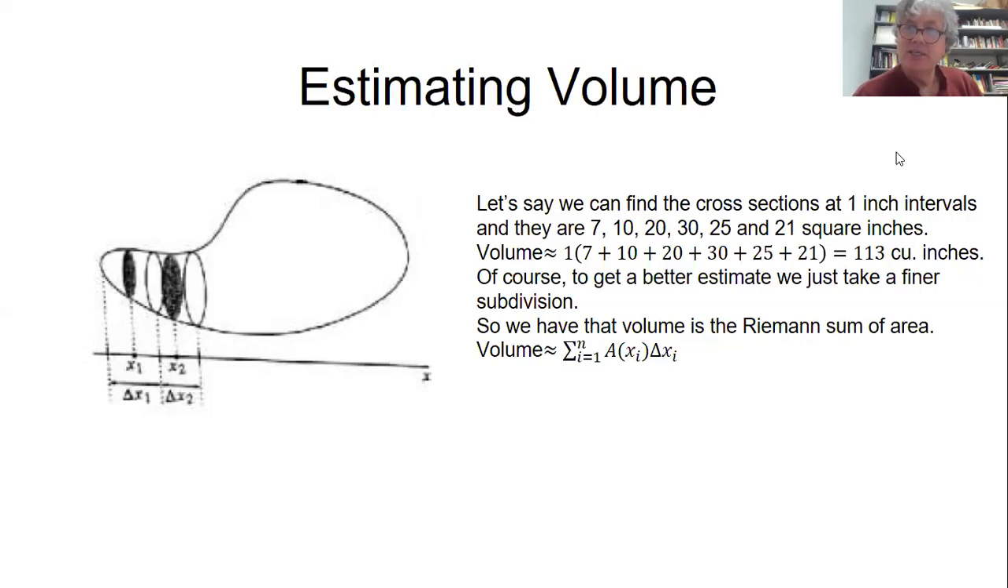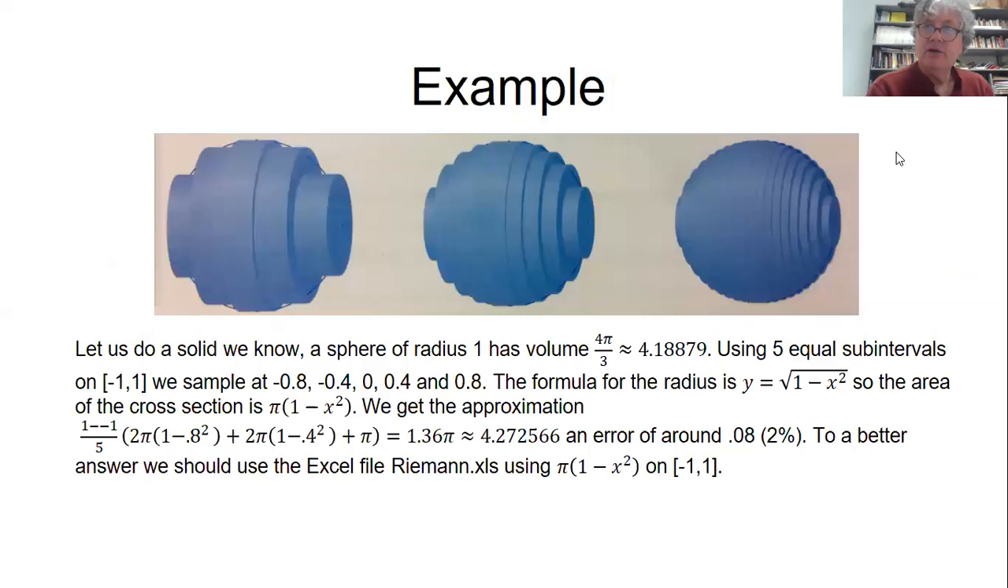So all these things look kind of the same. The volume of our solid is going to be the Riemann sum of the area. The volume is approximated by the sum of the area of the cross sections times the heights of the little cylinders that we're taking.